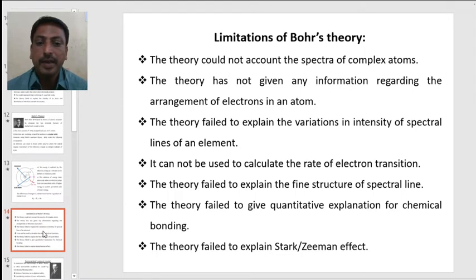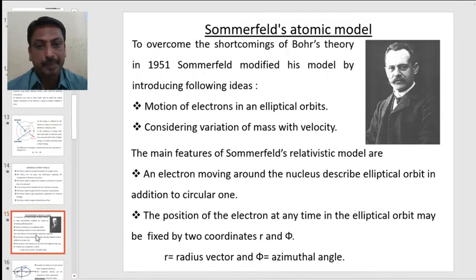The theory failed to give a quantitative explanation for chemical bonding, and it also failed to explain newly discovered phenomena like the Zeeman effect as well as the Stark effect. So later in 1951, to overcome these shortcomings of Bohr's theory, Sommerfeld modified his model by introducing the following new ideas. These new ideas are the motion of an electron in an elliptical orbit apart from the circular orbit, and considering the variation of mass with velocity.